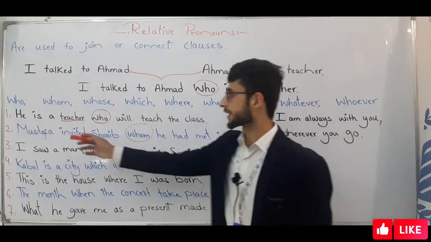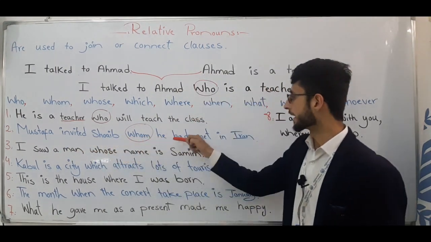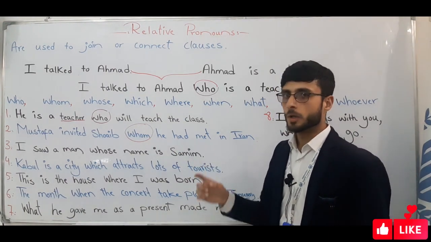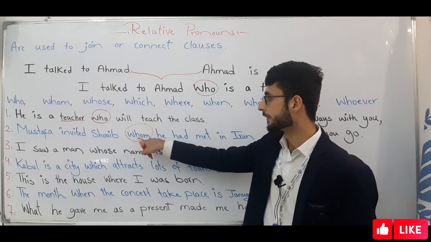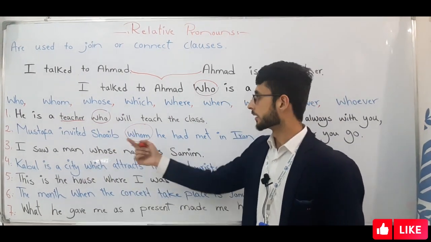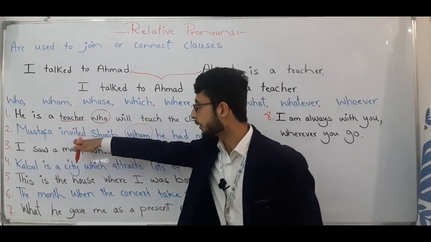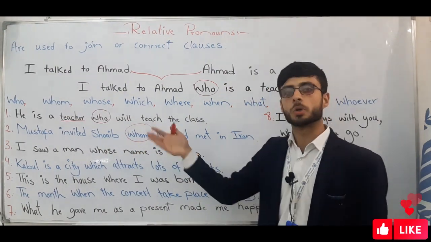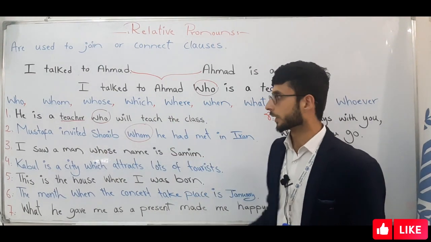Let's come to the second example. Mustafa invited Shuaib, whom he had met in Iran. There are two clauses in here. When we join them, we use one of the relative pronouns, whom. Whom is used instead of the object, like this. Mustafa invited Shuaib, whom یعنی دعوت کرد شعیب کسی که he had met in Iran او را ملاقات کرده بود در ایران. کسی را که ملاقات کرده بود او را دعوت کرد.